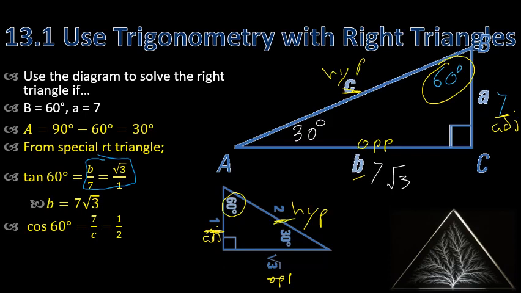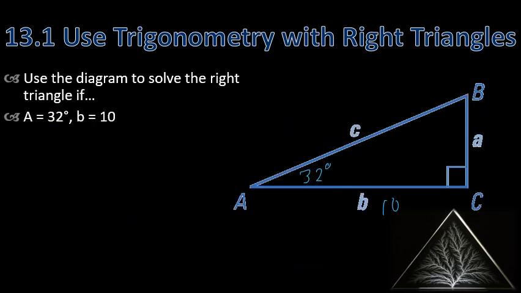Take that proportion, cross multiply, because c is on the bottom this time. 1 times c equals 7 times 2, or c is 14. And now we know everything about the triangle.